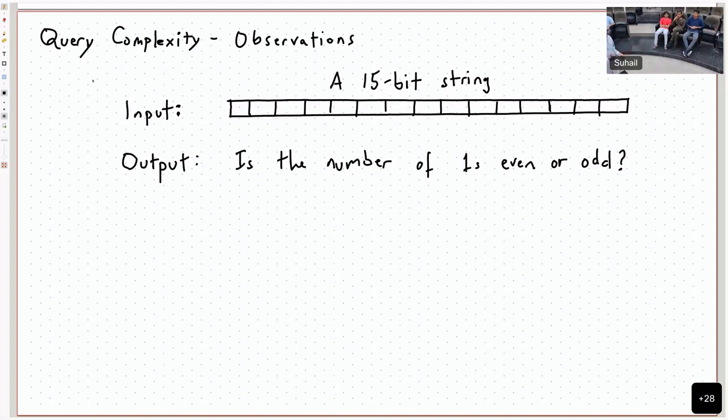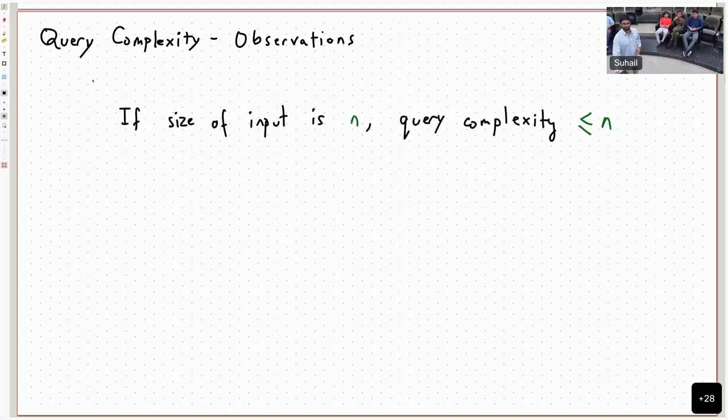15, right. If there's even one bit that you haven't checked, that contains the answer from even to odd to even. You need to make all 15 queries. So just from these two examples, we can notice a pattern here: if the size of your input is n, your query complexity is always at most n.